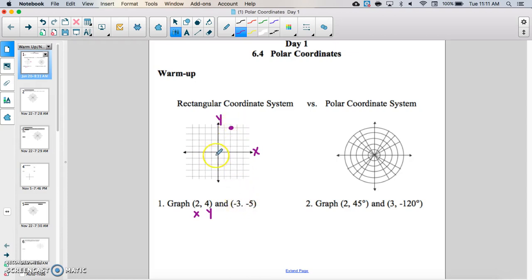For negatives, you go in the negative direction. So -3, 1, 2, 3, 4, a little bit off the graph. So we'd have -3, -5. Hopefully that was a refresher for everyone.